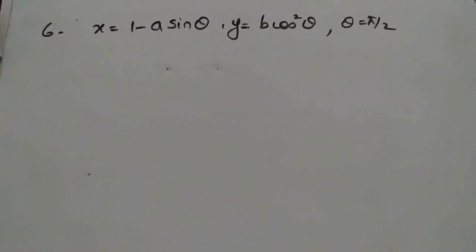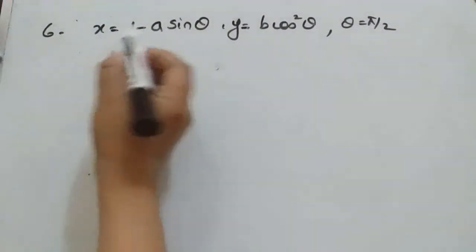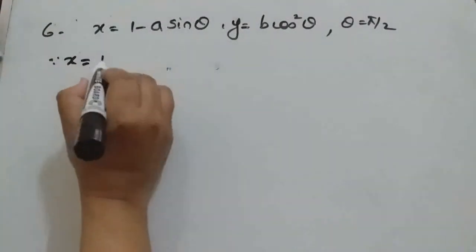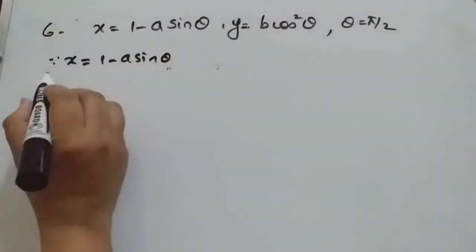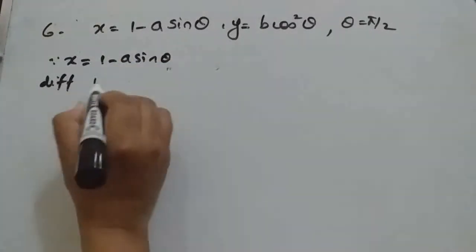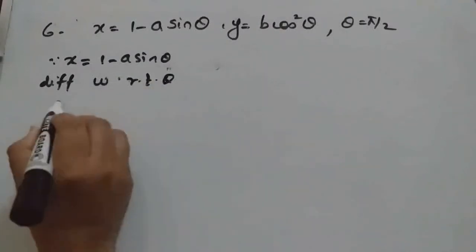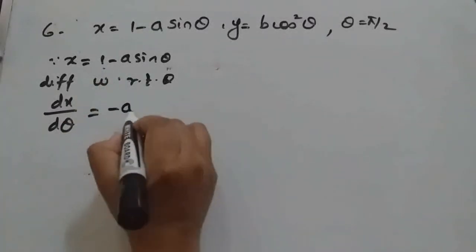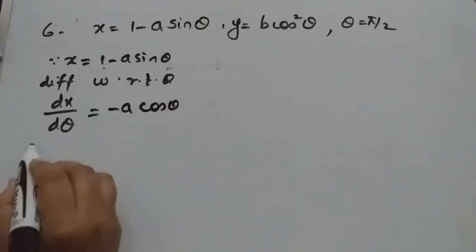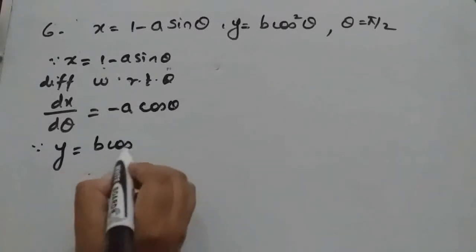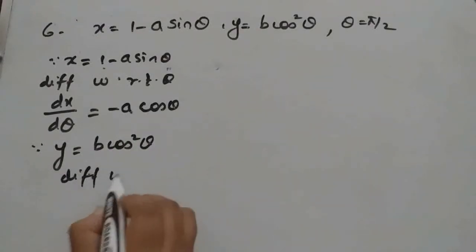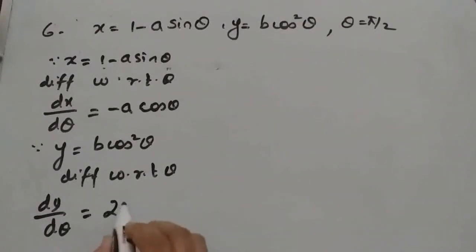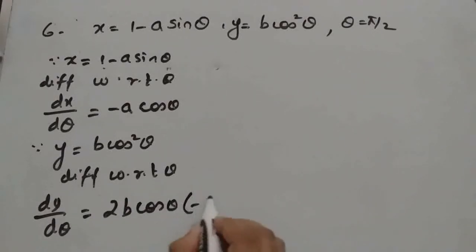Question 6. Find the slope of the normal to the curve. So x is a function of theta, y is a function of theta. So we will find dx by d theta and dy by d theta. So the derivative of 1 is 0, minus a coefficient, the derivative of sine is cos theta. Since y is b cos square theta, differentiate with respect to theta. So dy by d theta will be 2b cos theta and the derivative of cos is minus sine.